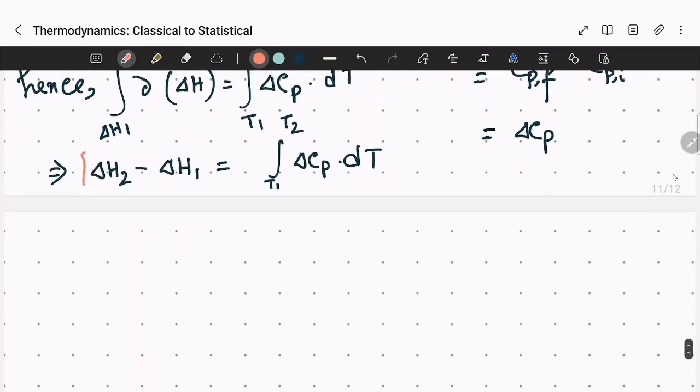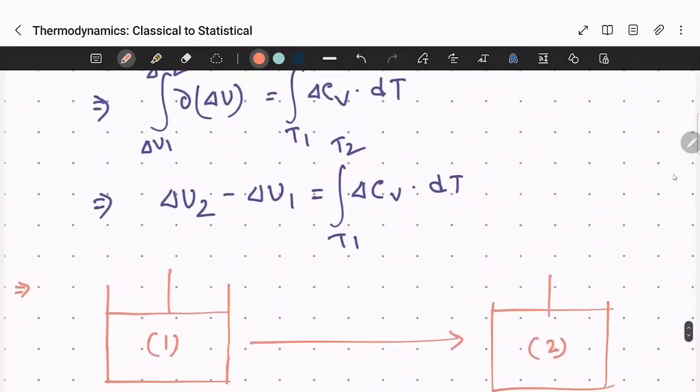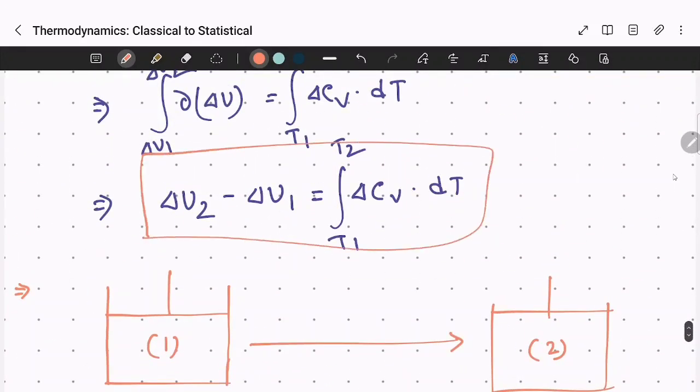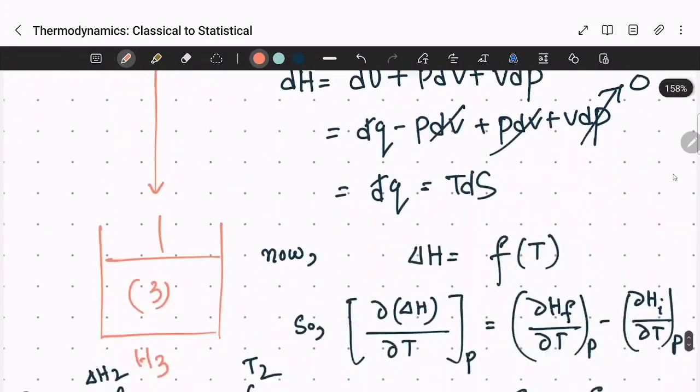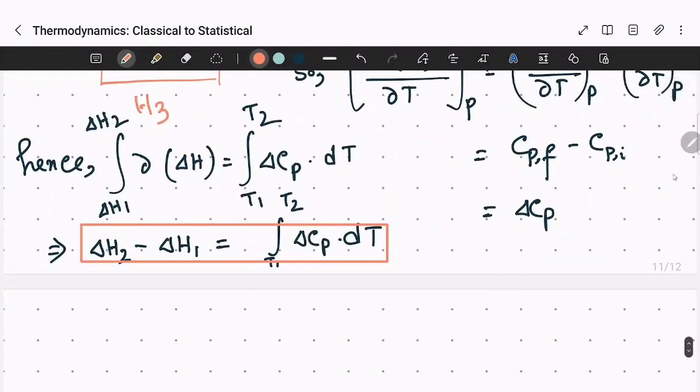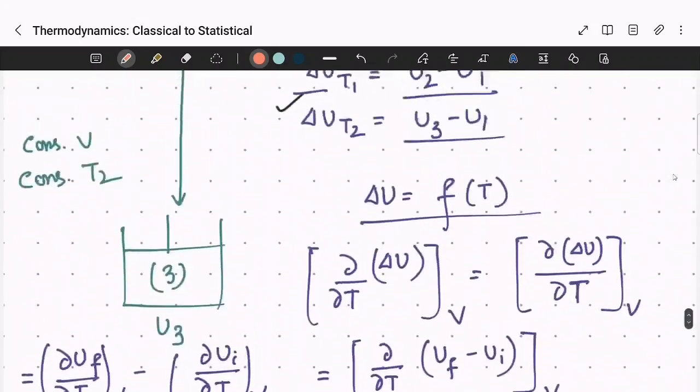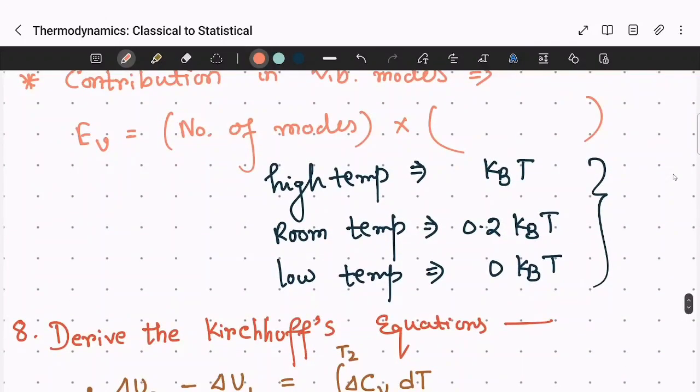Just let me mark it. This is the second, and this is the first one. These equations are used for various numerical problems, but these are the derivations of the two Kirchhoff equations. So we have discussed all the questions, I think.